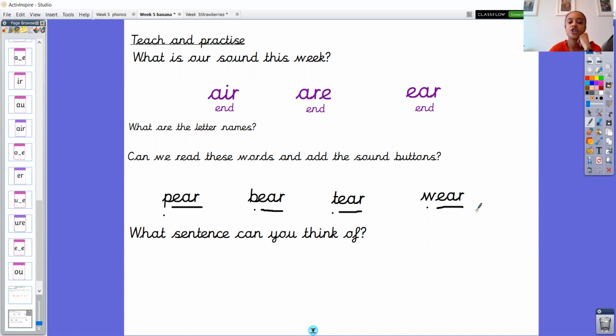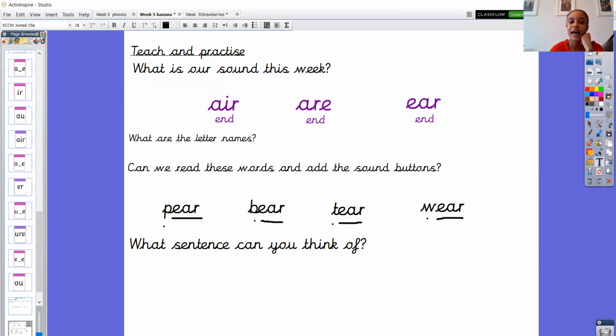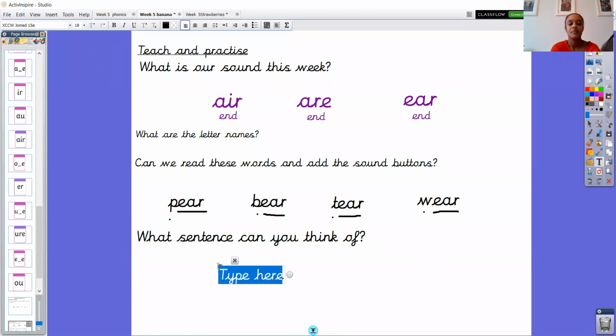Now your job now is to choose one of those words and put it into a sentence. Okay, so I'm going to choose the word bear. I'm going to write a sentence. I saw, now saw, as in I'm seeing it, is the or sound, AW. So I saw a bear in the woods. That's what I'm going to write.